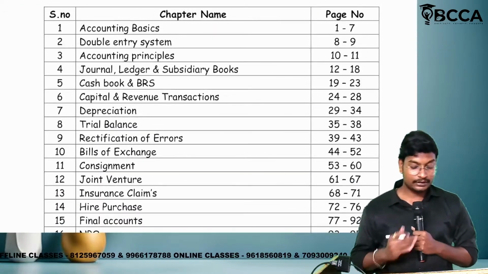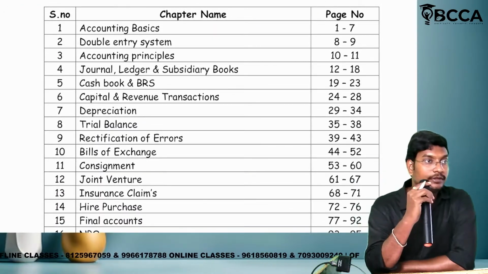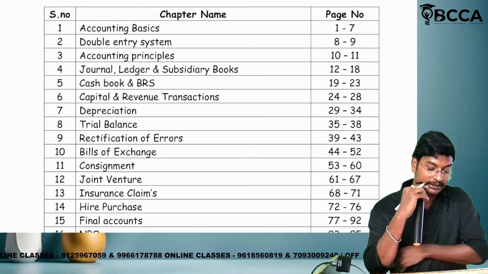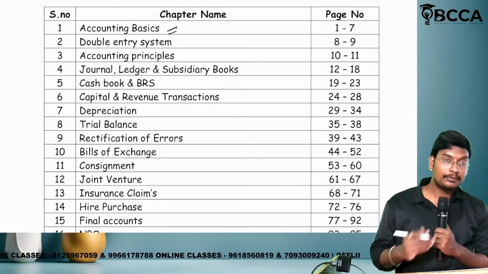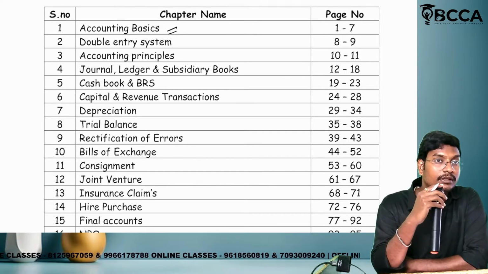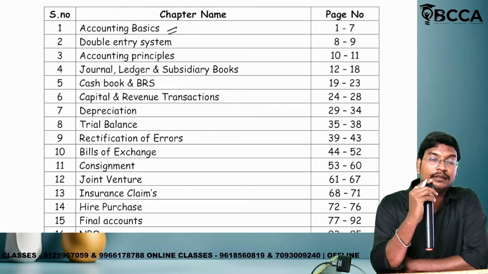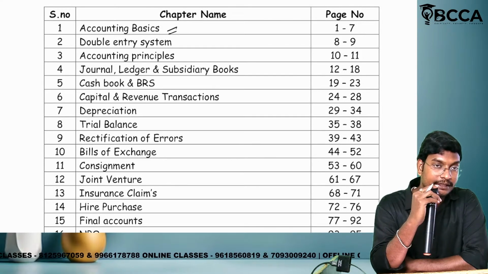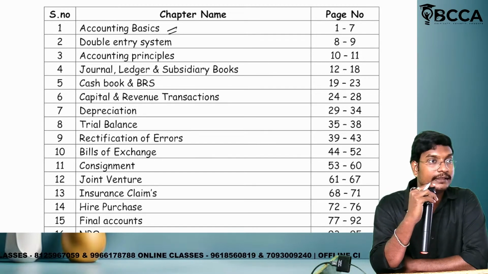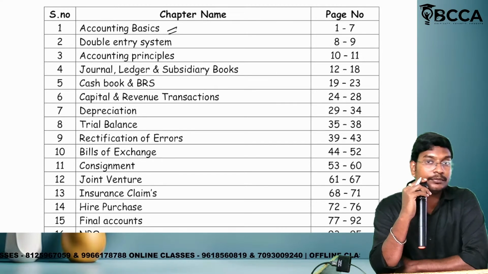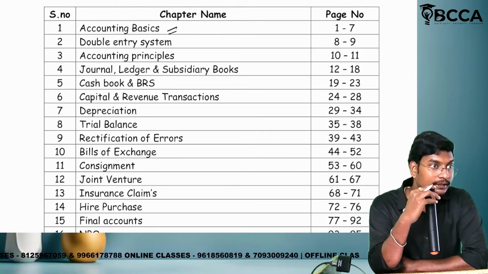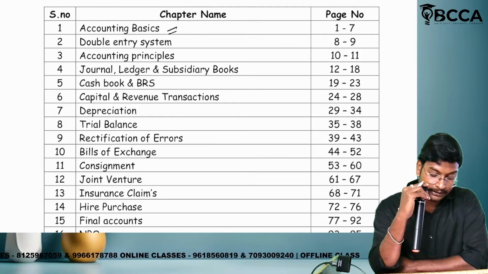So first one, accounting basics. In this accounting basics, we will learn about the terminologies. What is the meaning of business? What is the meaning of debtor? What is the meaning of creditor? And next, there are certain terminologies we have to learn. What is the meaning of expenditure, incomes, profit, losses? These are all the meanings we will learn in the accounting basics.